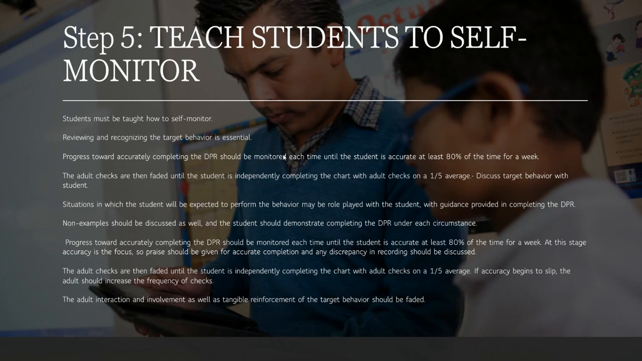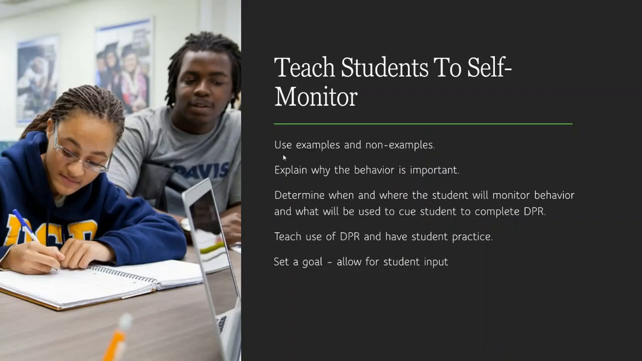And lastly, that adult interaction and involvement, as well as that target behavior, should begin to be faded as we see students starting to use the skill of self-monitoring. So those reinforcements and that adult interaction and that feedback can be faded as we begin to see the students exhibiting those skills. And we want to help them move that to self-regulation, which means they need less prompting to do it.